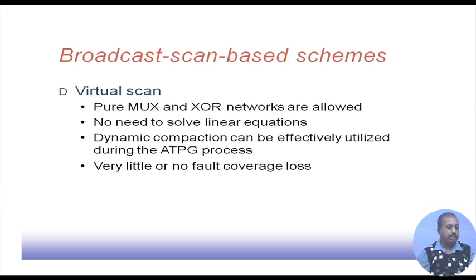Then dynamic compaction can be effectively utilized during the ATPG process. Dynamic compaction tells that, okay, after sending a pattern up to this much, for the remaining part of the pattern these two bits are the same. If this information is available, then the ATPG can generate patterns so that those two bits are the same for the remaining part. So, this dynamic compaction will result in very little or no fault coverage loss, because the ATPG itself is doing the manipulation of those bits.